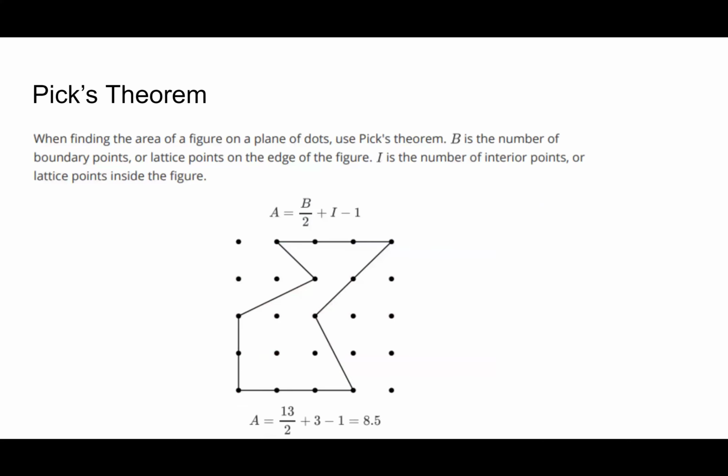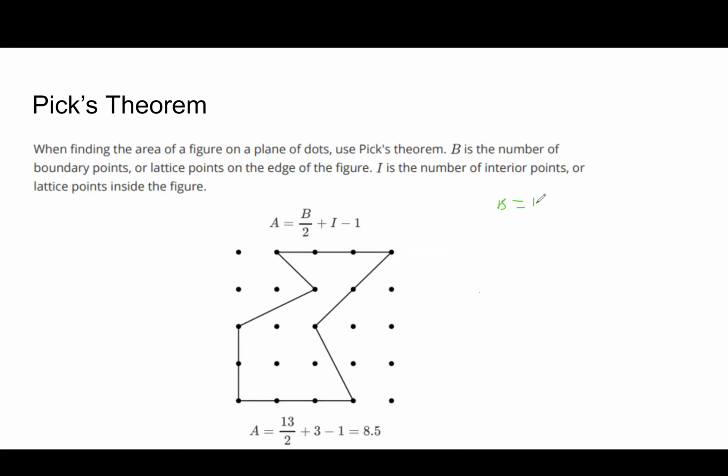So B equals 13, right? Because 1, 2, 3, 4, 5, 6, 7, 8, 9, 10, 11, 12, 13. And then we also count the number of points inside the figure. So there's 1, 2, 3. And then you just substitute this in the formula, which gives you A equals 8.5.